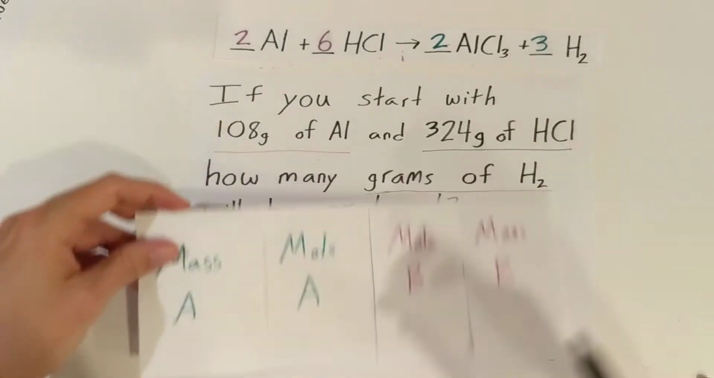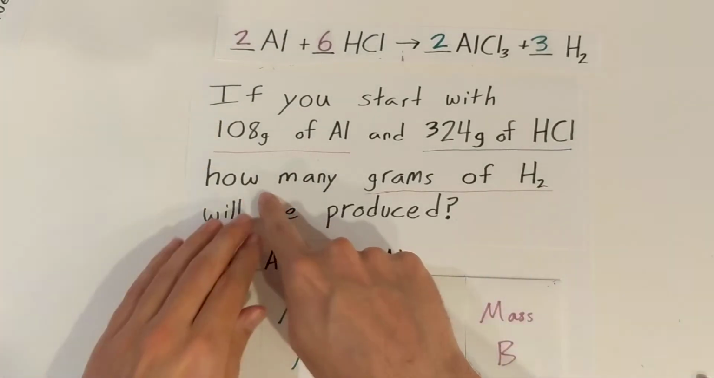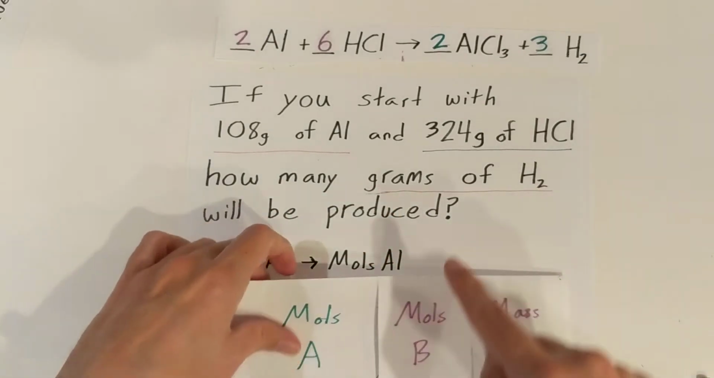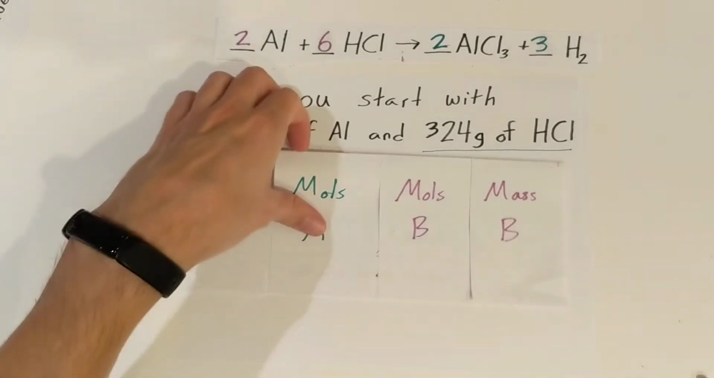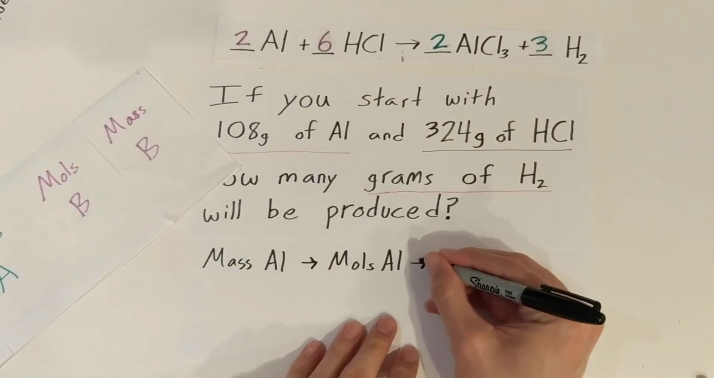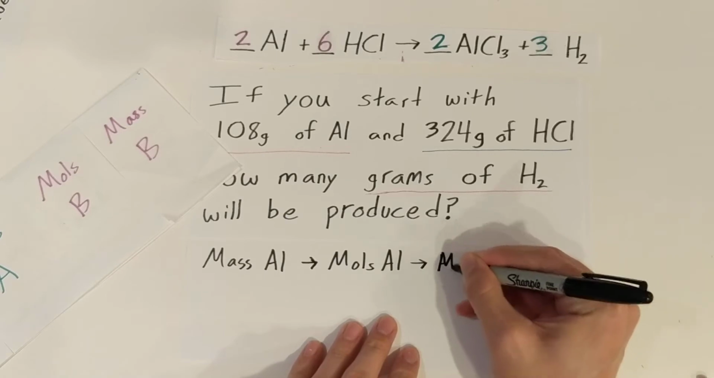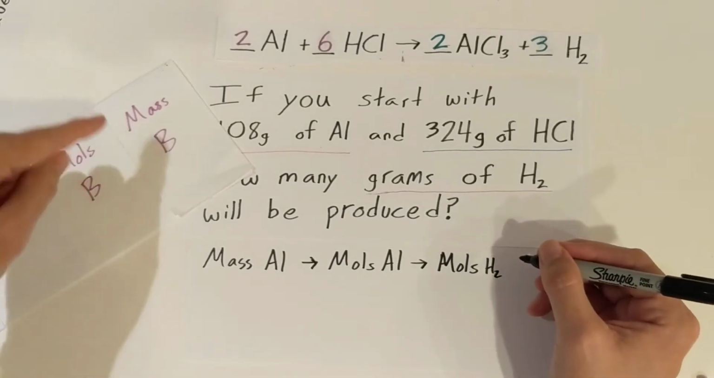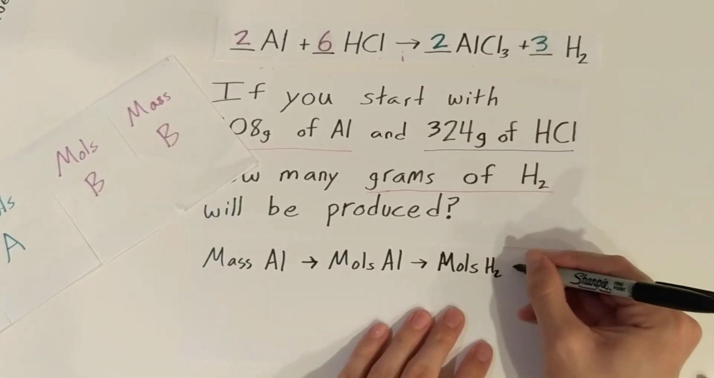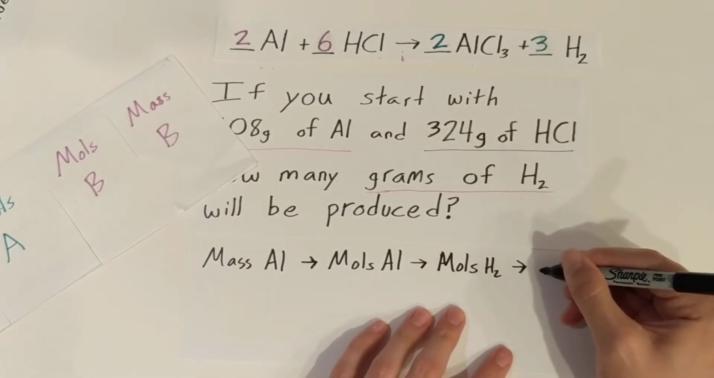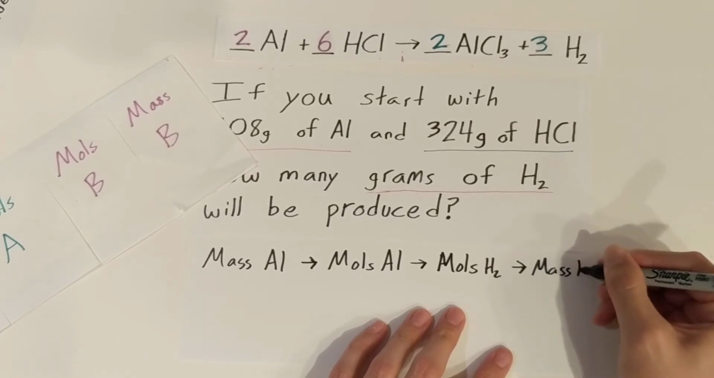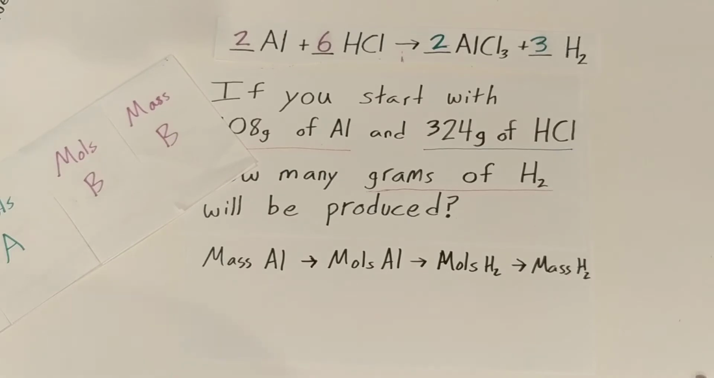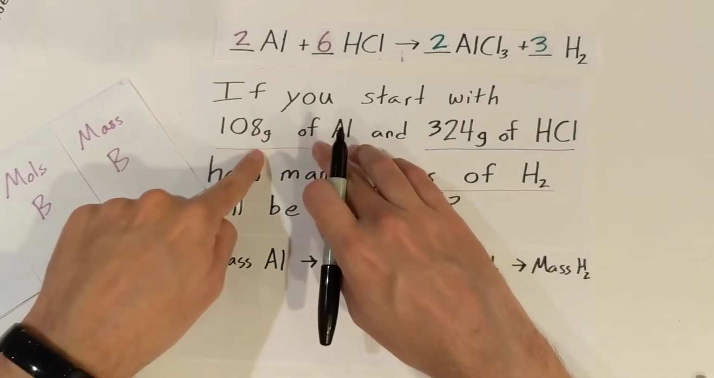So we have to look, what are we trying to find in this question? We're trying to find grams of H2. So we would be converting to moles of H2. Oh, sorry, this would be moles of H2. And then for moles of H2, you could see we're jumping to mass of H2. Mass of H2.